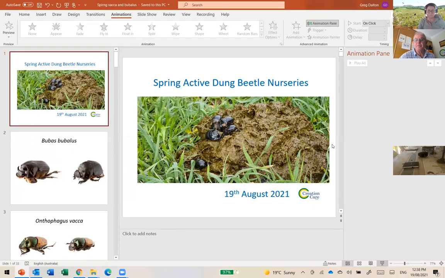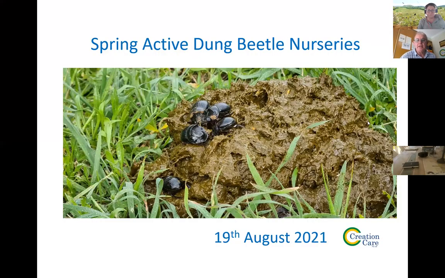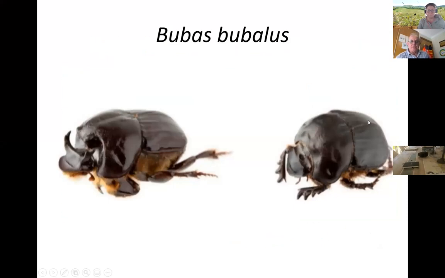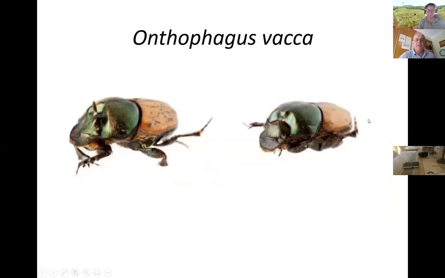Okay, so we're talking about the spring active dung beetles today. First one is Bubas bubalis. We just call it bubalis. And the second one is Onthophagus vacca. We call it vacca. So you guys are getting two bubalis nursery kits and seven vacca.